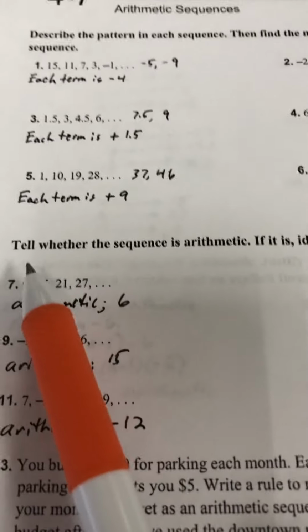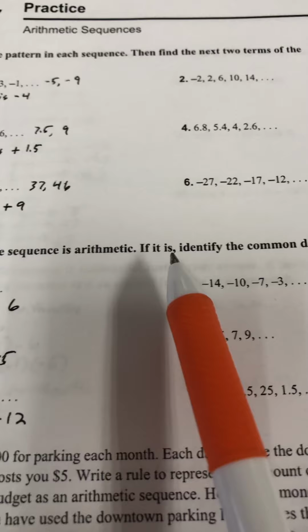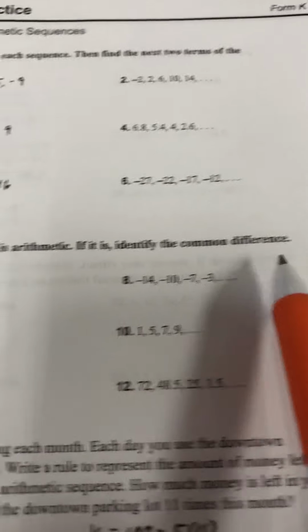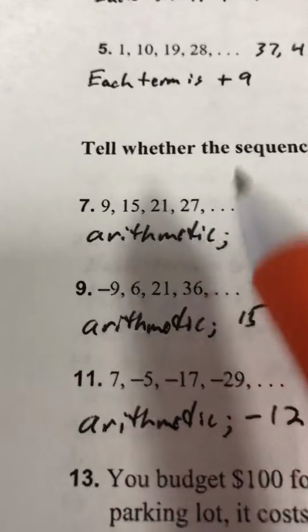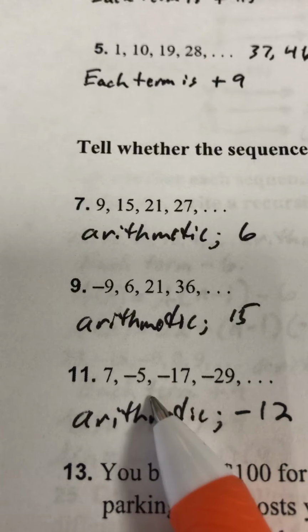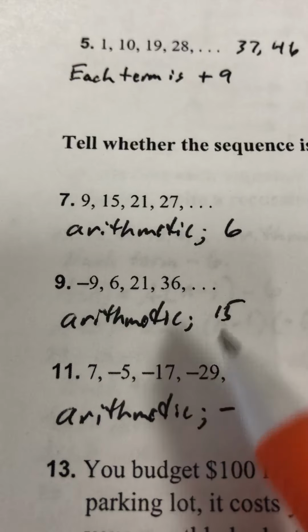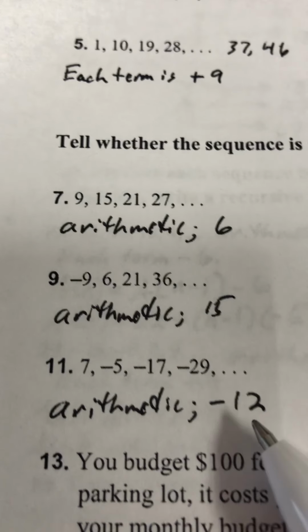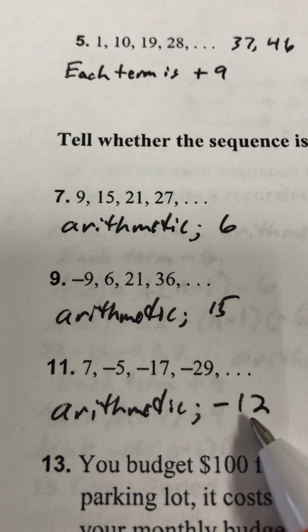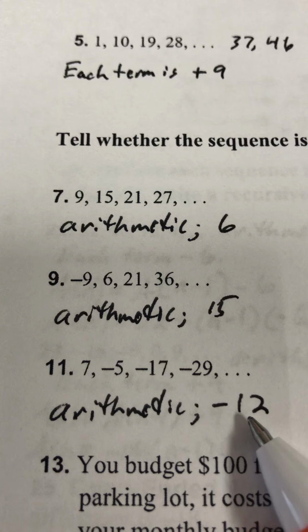For the next section, tell whether the sequence is arithmetic. If it is, identify the common difference. So, all three of these are arithmetic. The common difference is 6 in this one, the common difference is 15, and the common difference is negative 12.